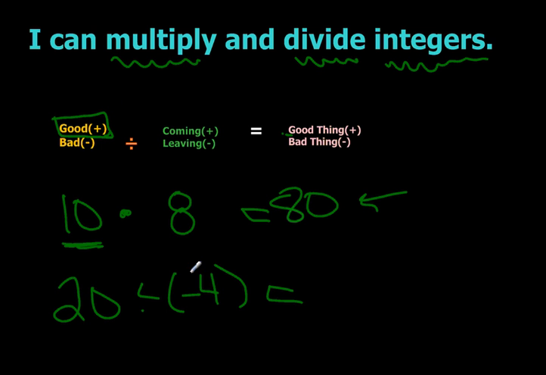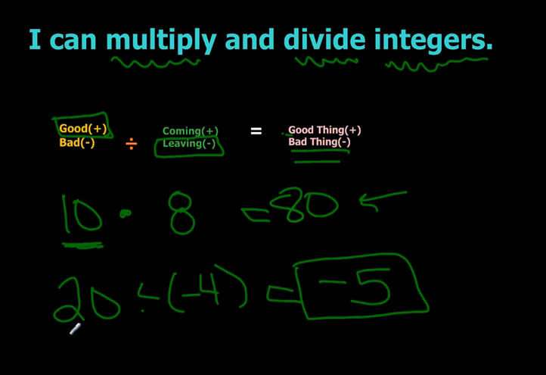And my second number is negative. That means the good guys, oh, they're leaving town. If the good guys leave town, that's a bad thing. We want them to stay in our town. So our answer is going to be negative. And then it's just normal division. 20 divided by 4, we know that. That's 5. So we end up with our answer of negative 5. So if I have a positive divided by a negative, it ends up being a negative thing. Okay? Let's look at another one.